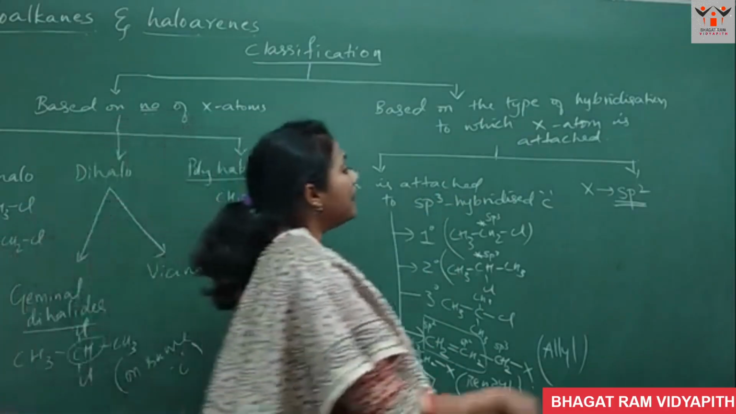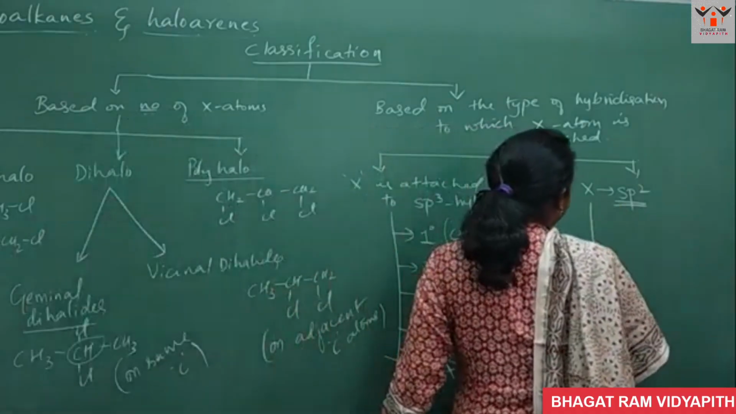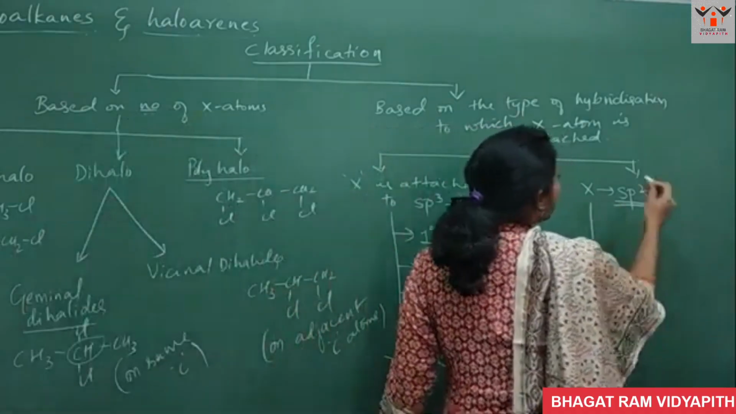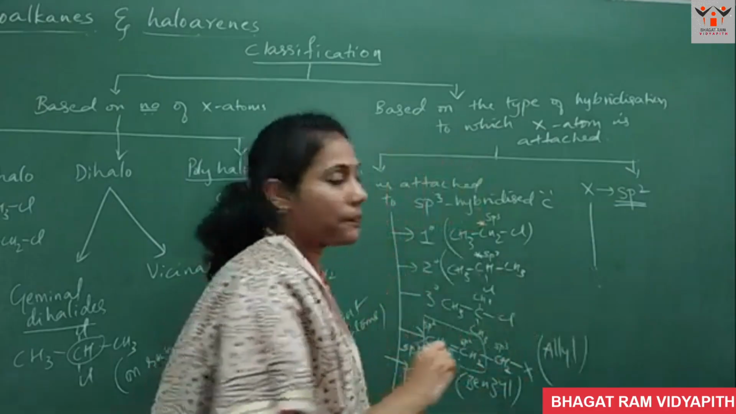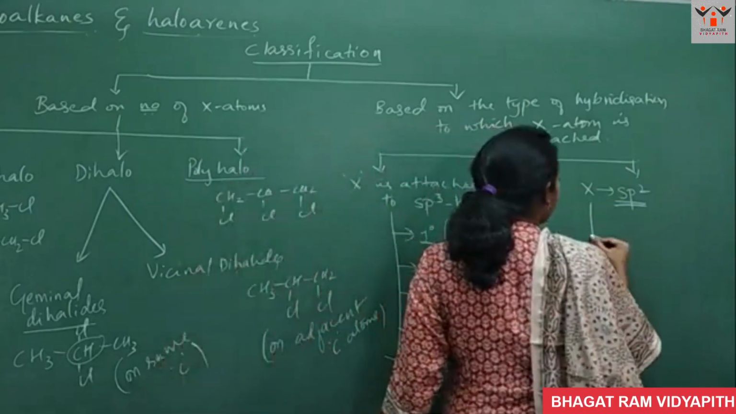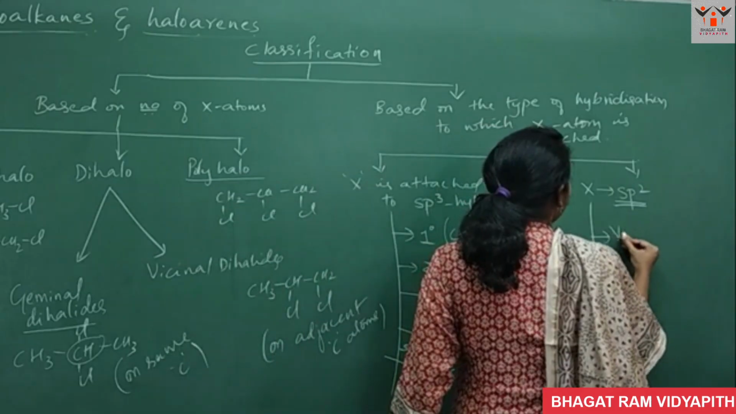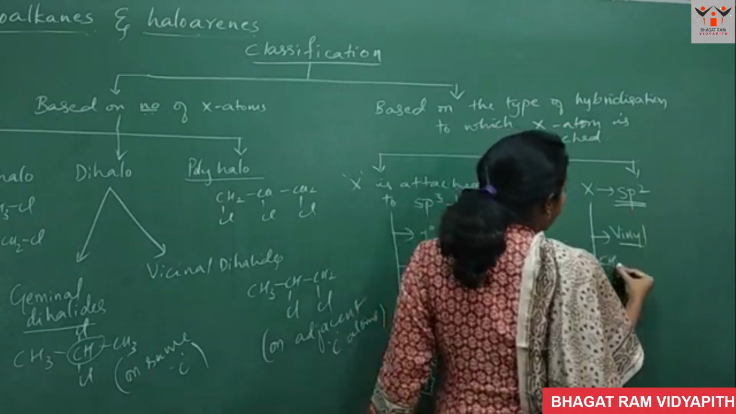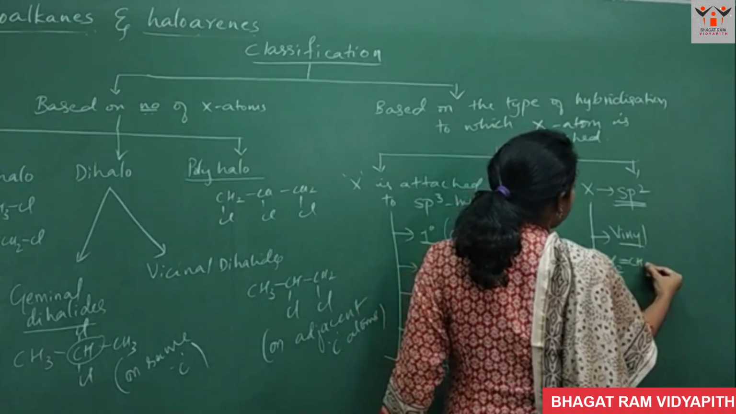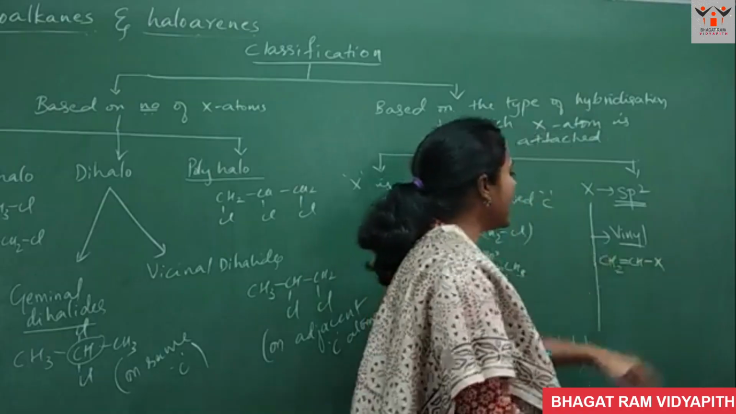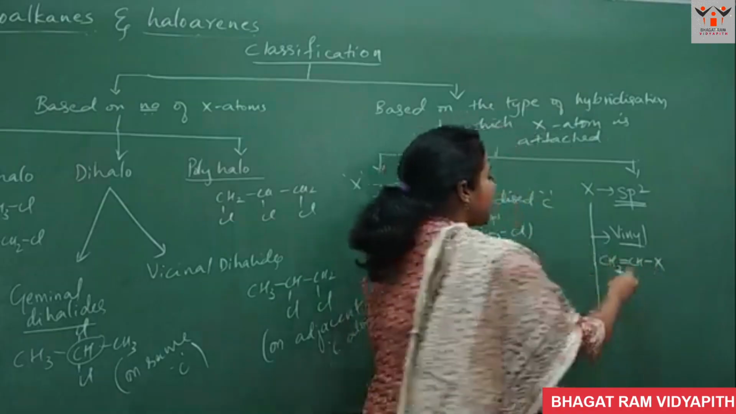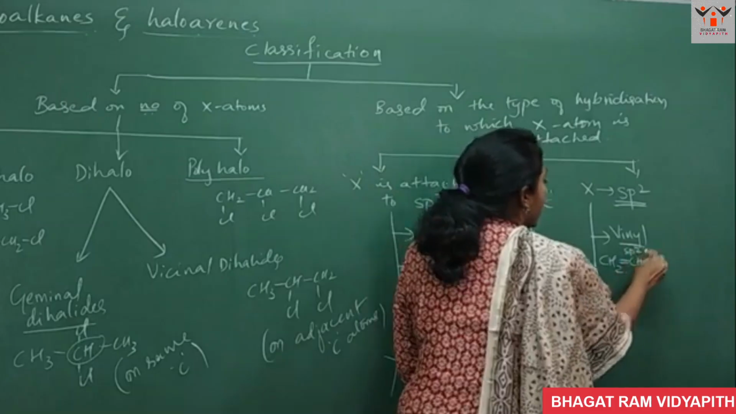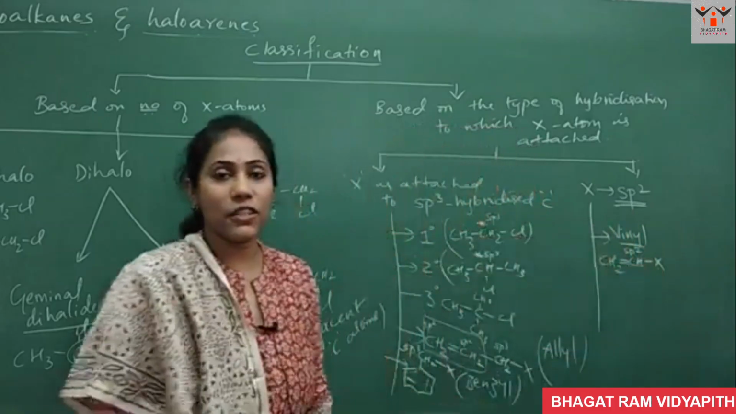Okay. And coming to the category where X is attached to sp2 hybridized carbon. So here you have two varieties. One is vinyl halide, vinyl. Look over this example, CH2 double bond CHX. So here X is directly attached to unsaturated carbon which has got sp2 hybridization.